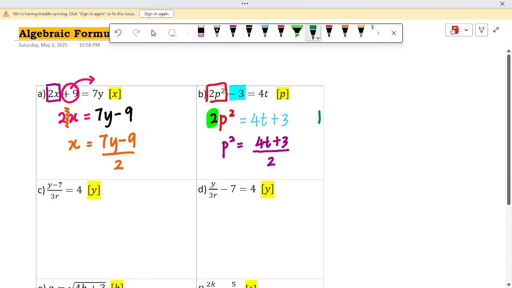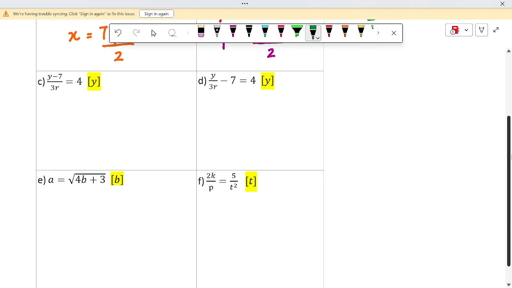Last step, I only want p. Power 2, square, when you shift, it will become a root. So your final answer will be square root of 4t plus 3 over 2. That's all. If you had shifted the power first and then the 2, your answer will be wrong. So always remember, power will be the last one to be shifted, depending on the question.